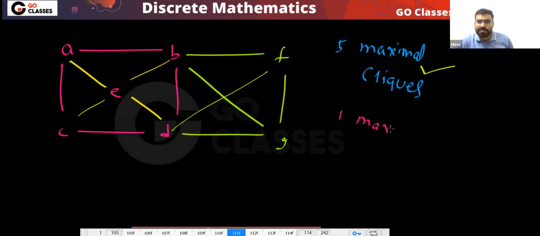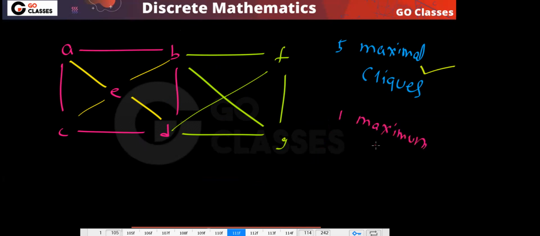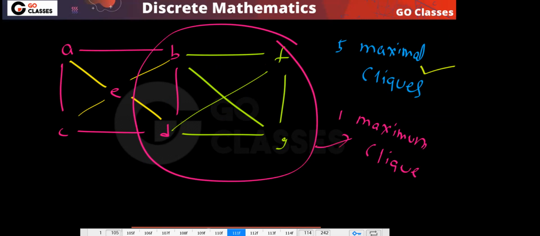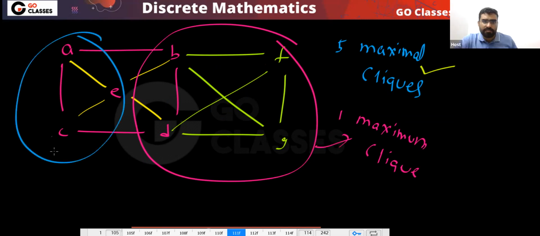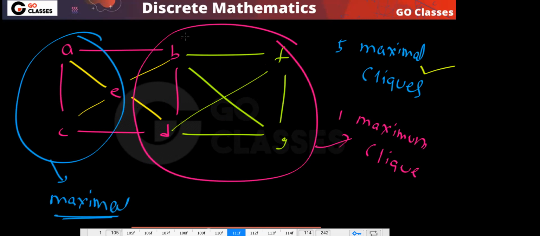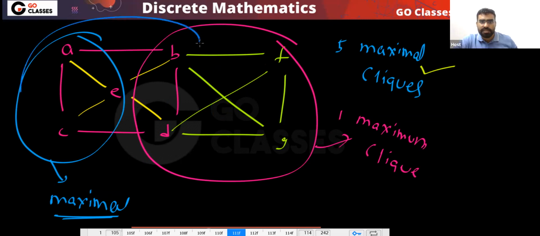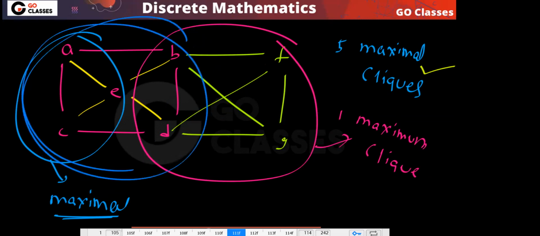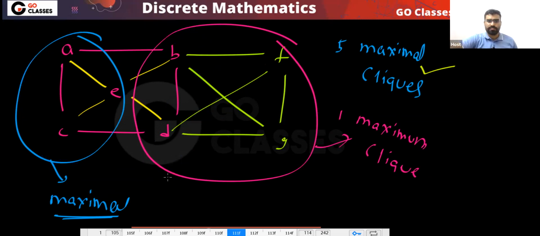There is only one maximum clique. This is the maximum clique. And you can notice that this is also maximal. And this is not a clique. If I take this whole thing, this is not a clique because this is not a complete subgraph.